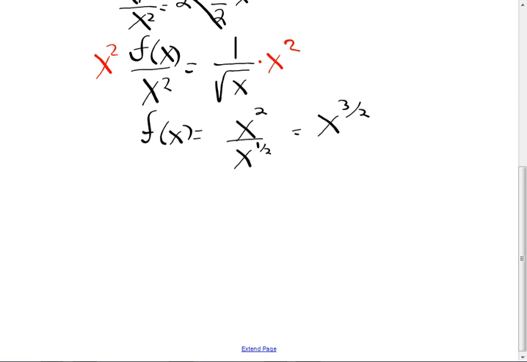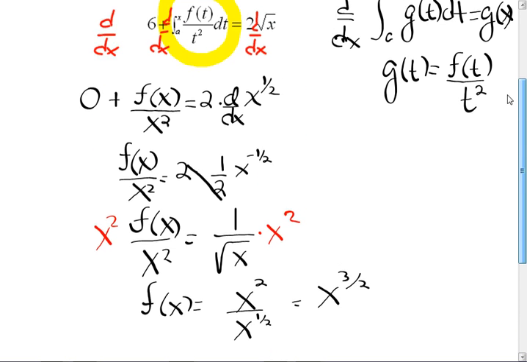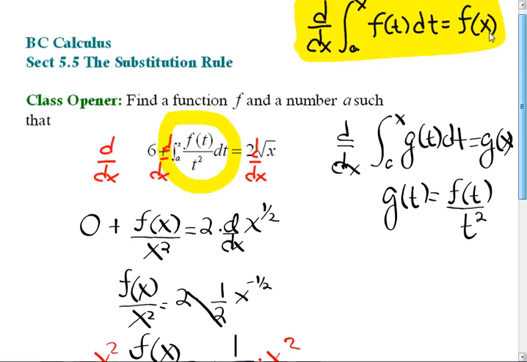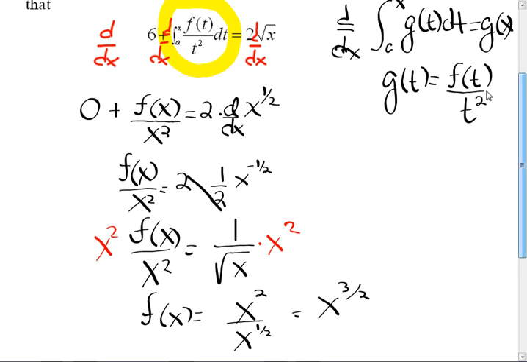Yeah, that's not an easy problem, because what you had to do was you had to think about the second fundamental theorem. I had to be thinking about this up here. Could they ask that on a multiple choice question? Yeah, that level of difficulty would possibly be there.